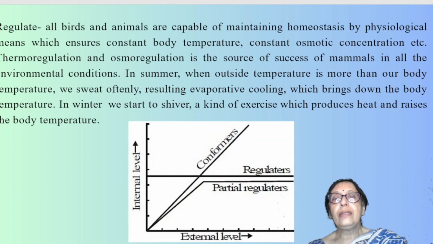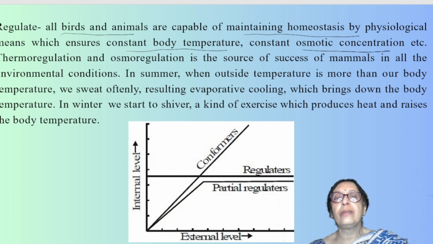So the regulators are all warm-blooded animals, where the temperature of the body is constant. They can maintain their homeostasis constantly by physiological means, ensuring constant body temperature and constant osmotic concentration. Thermoregulation and osmoregulation are the major processes which help them to maintain the constancy.